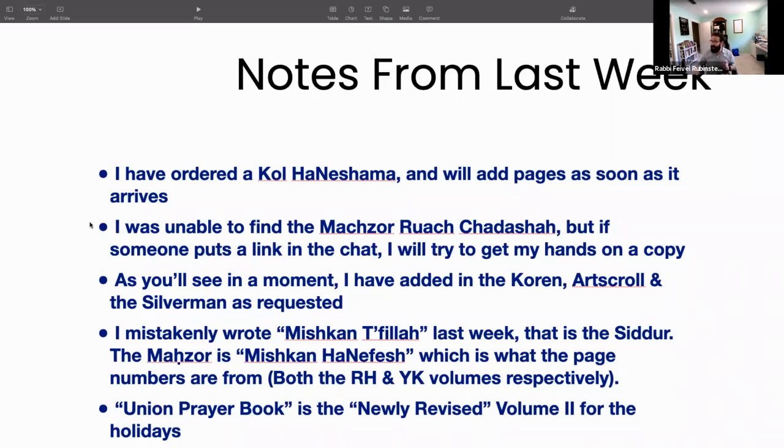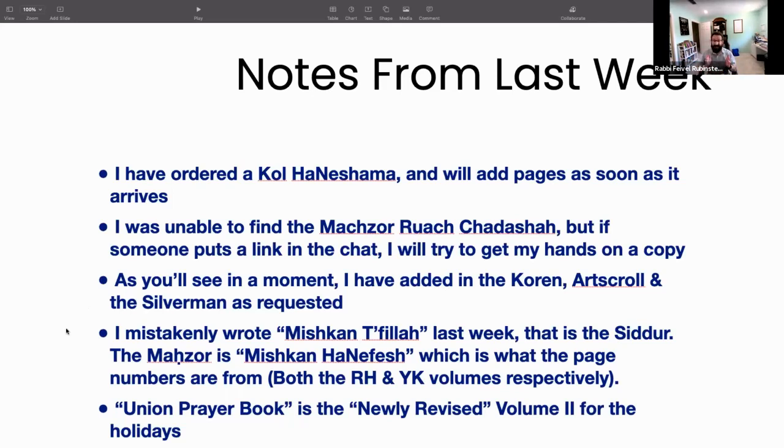And I did, however, add in some Orthodox mahzorim. I added in the Koren, I added in the ArtScroll, and I also added in the Silverman mahzor. So those are all mahzorim that people requested last week. They're listed in blue on one of the slides that's coming up here.